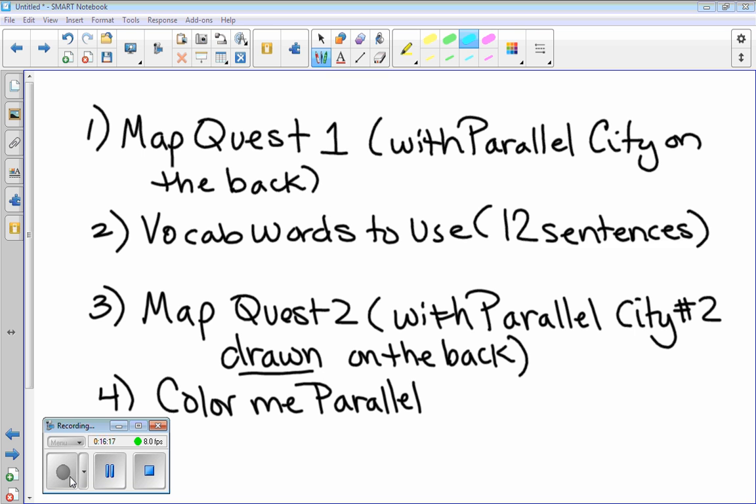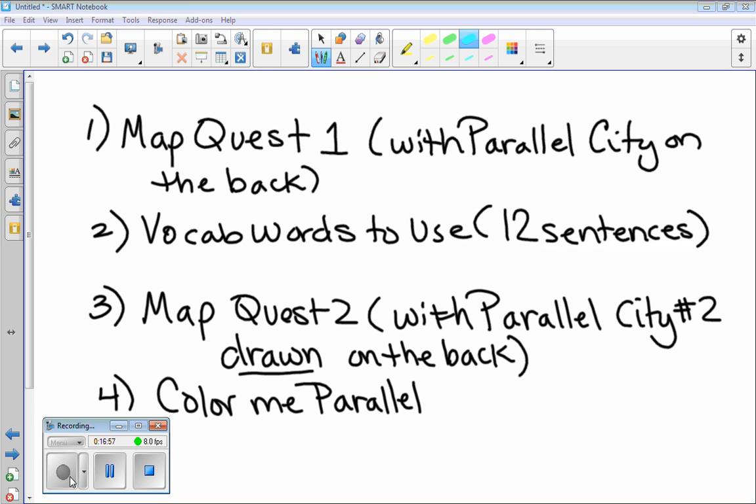And number 3, which you just got from Kira, is MapQuest 2. You're going to create a second parallel city on the back of MapQuest 2, but this time you'll be drawing it yourself according to the directions that are here. There's only one way to create parallel city number 2, so there's one answer to that one. The 4th sheet is Color Me Parallel, where you will physically draw. There's a space for you to use colors, and that's why I gave everybody the colored pencils. You're going to make some things in yellow, some things in pink. Pink's going to be hard because I don't think pink is in my colored pencil set. Just make it a light red, color lightly, or if you have your own pink pen, you can use it.